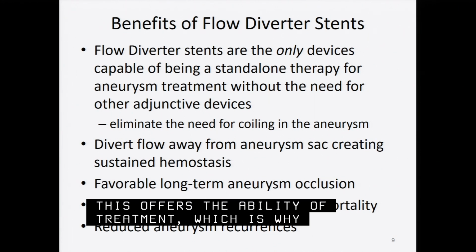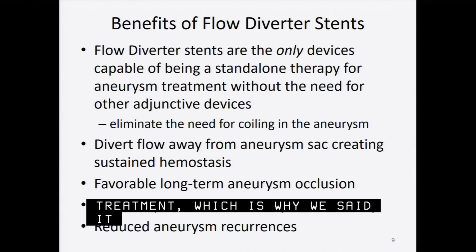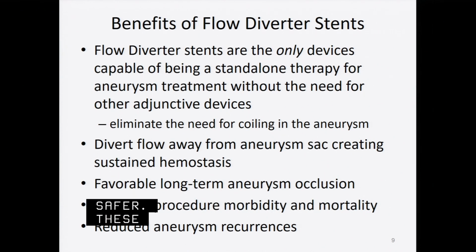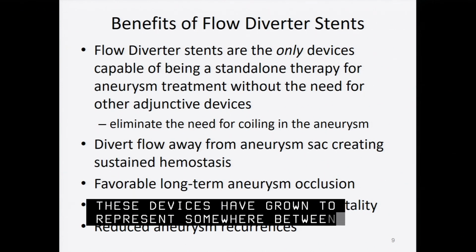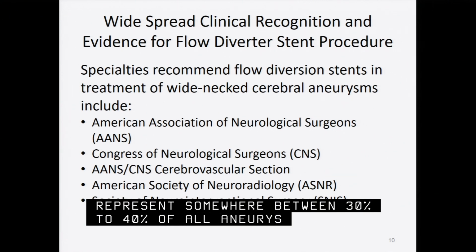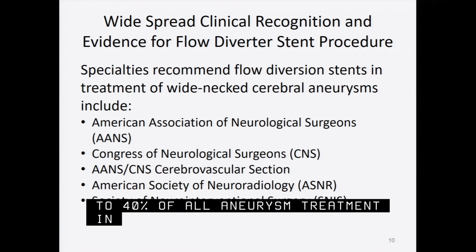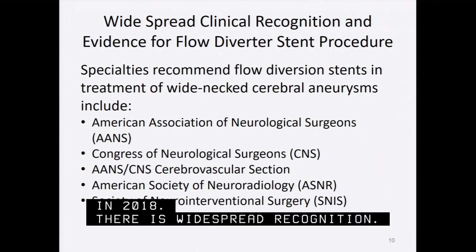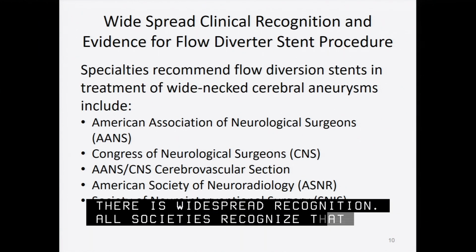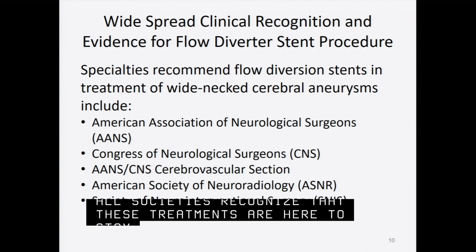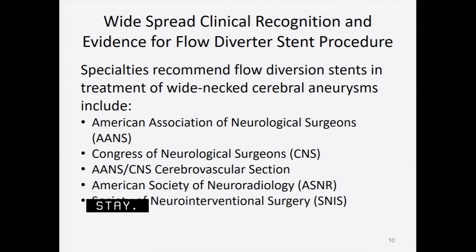Flow diverting stents are the most studied vascular device in cerebrovascular besides stroke devices, particularly in the area of aneurysms. Overall, these studies have shown that compared to endosaccular coiling, they're safer and they offer higher curative rates, which is why these devices have grown to represent somewhere between 30 and 40% of all cerebral aneurysm treatment in 2019. So there's widespread recognition. The societies all recognize that flow diverting stents are here to stay, and they're widely used for wide neck cerebral aneurysm, everything from the AANS, CNS, the bodies that govern vascular neurosurgery and endovascular neurointervention.